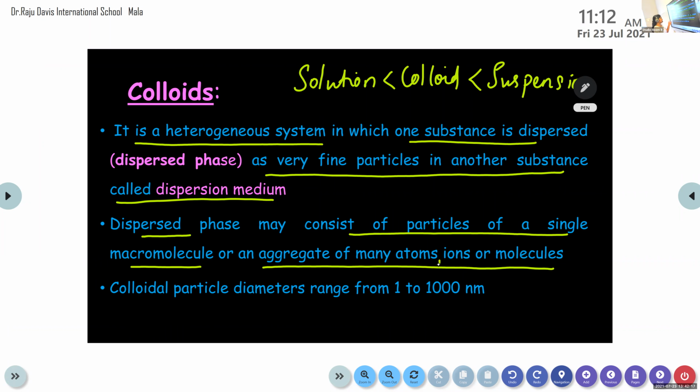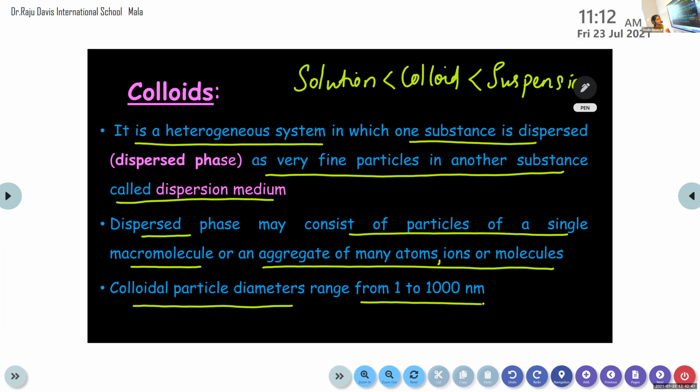It can exist either as a single macromolecule or an aggregate, that means a group of many atoms, ions or molecules. Clear? And here the colloidal particle diameters range from 1 to 1000 nm.